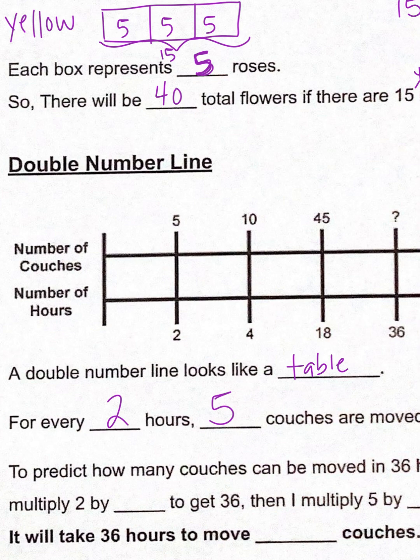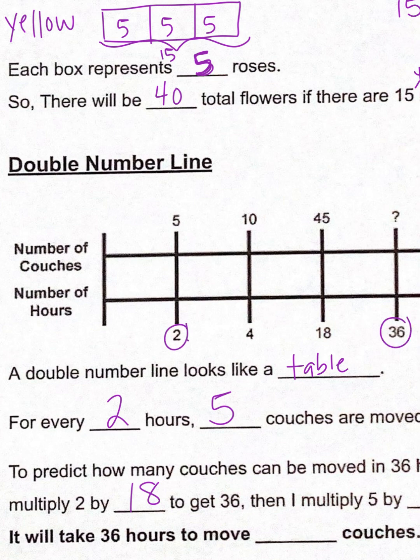So to predict how many couches could be moved in 36 hours, I multiply by 2. Why would I multiply by 2? Because that's my original ratio. I know that every 2 hours I move 5 couches. So if I'm trying to figure out how many couches can be moved in 36 hours, I'm going to multiply 2 times 18 to get 36.